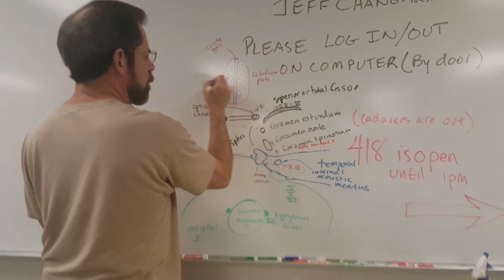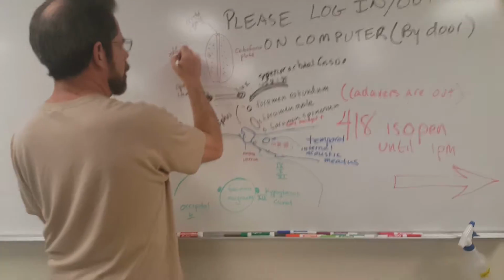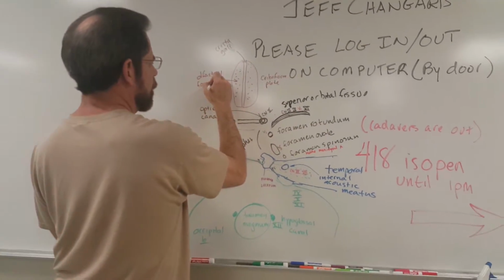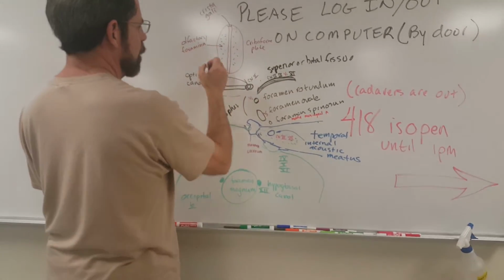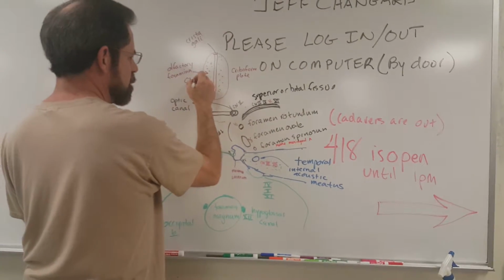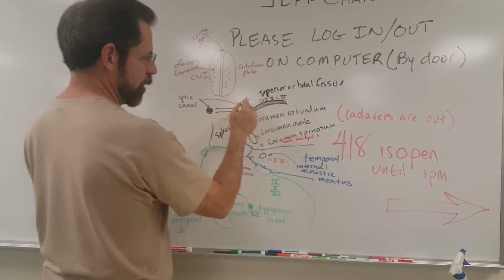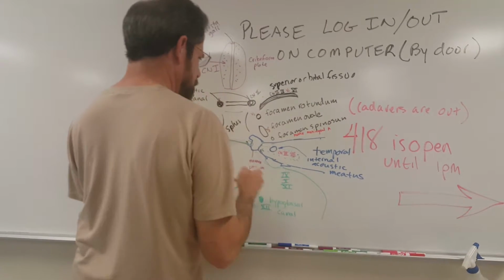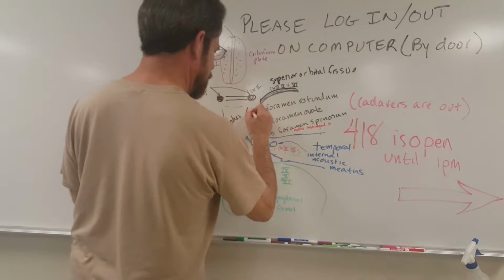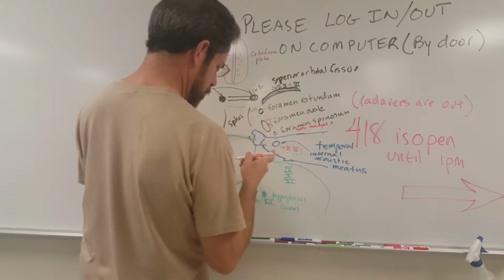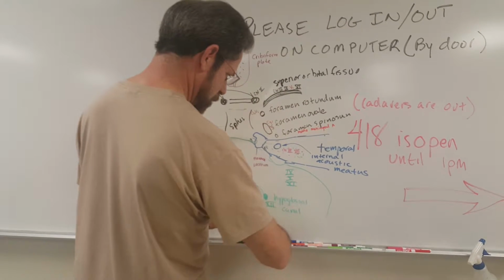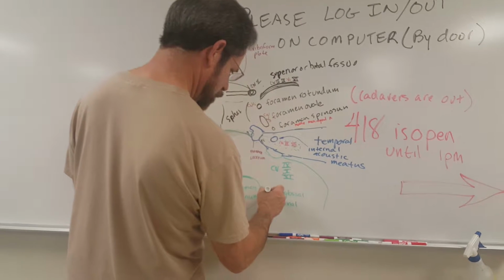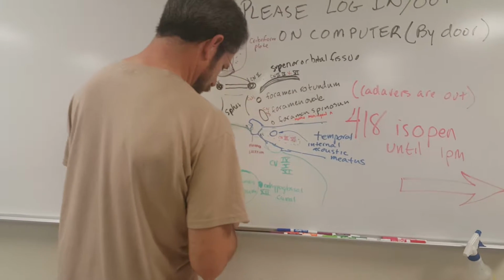And what are the holes called? Olfactory foramen. Okay, foramina. All right. And there we go. So now we have 2, 3, 4. All right, so we got it all.